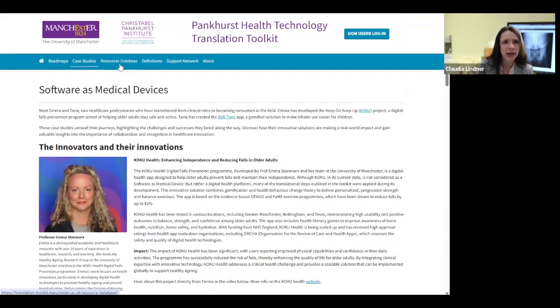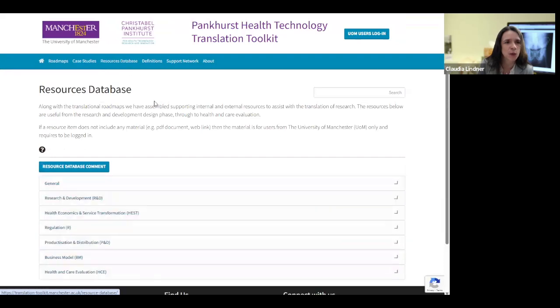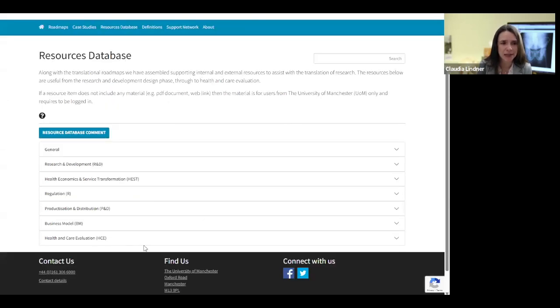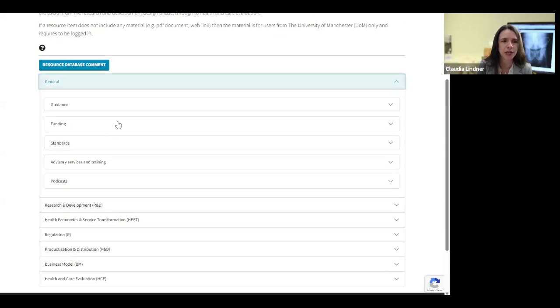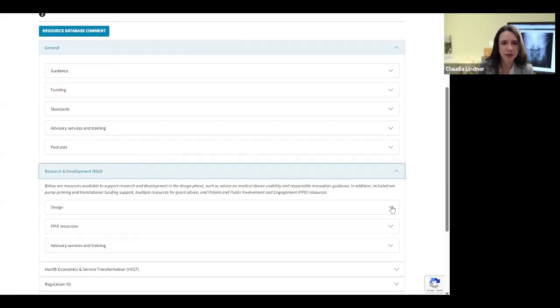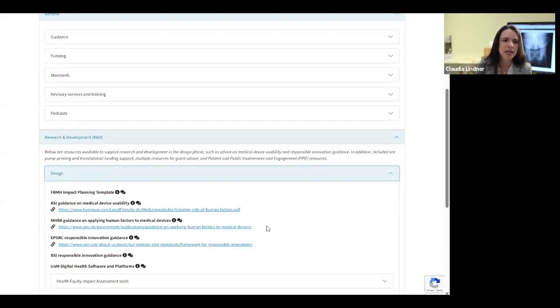The resources database is the place that you would go to if you want to find out how to do certain things. And so here we've got our 6 strands, but we've also got a general section where you might get additional information on funding or standards for medical device development. And for each of the strands and the types of activity resources, there's a whole range of different resources available.